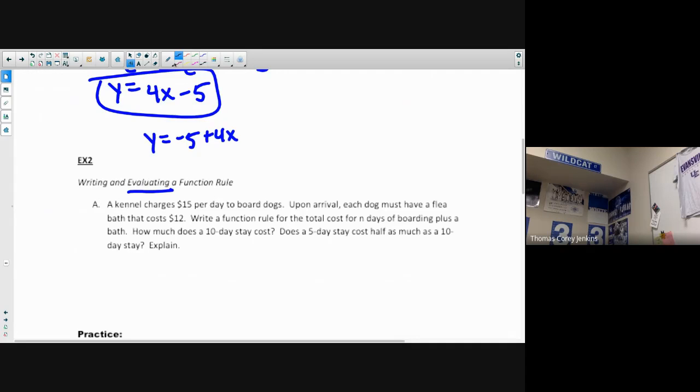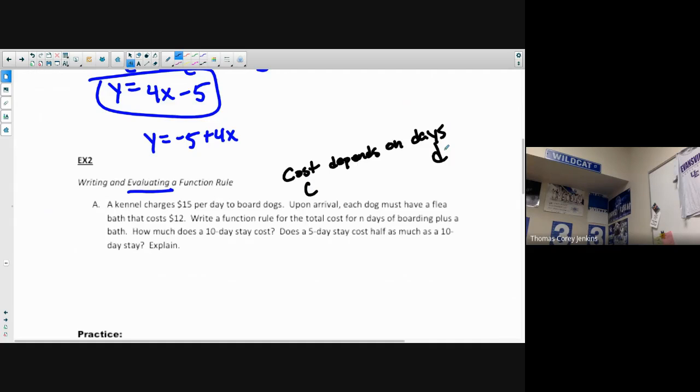It says a kennel charges $15 per day to board dogs. Upon arrival, each dog must have a flea bath that costs $12. Write a function rule for the total cost for n days. So I'm going to say those are our two variables. Cost depends on days, which makes sense. The longer your pet stays at the kennel, the more it's going to cost. So we'll let C stand for cost and D stand for days.